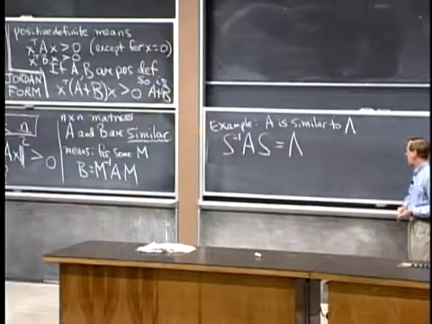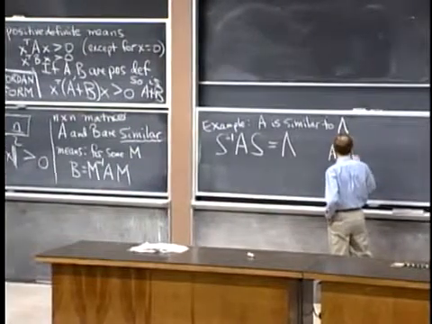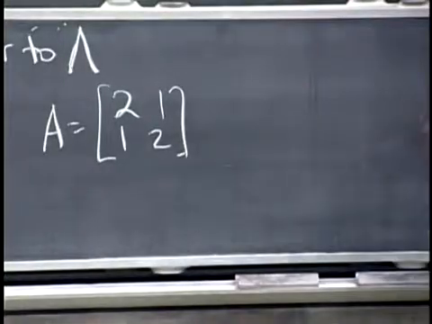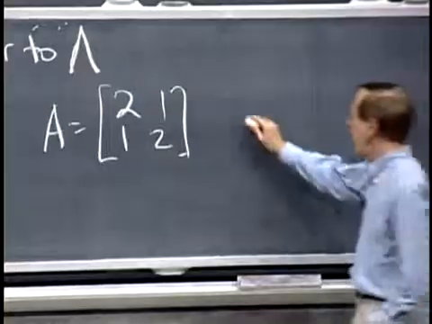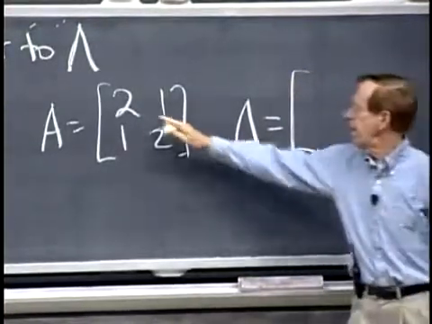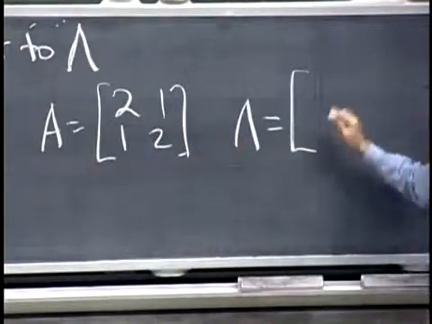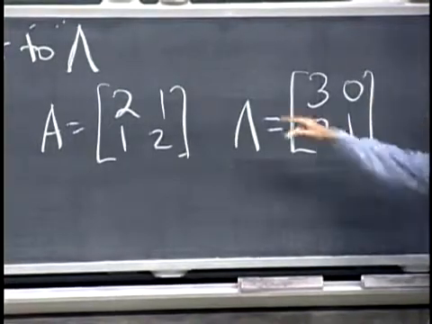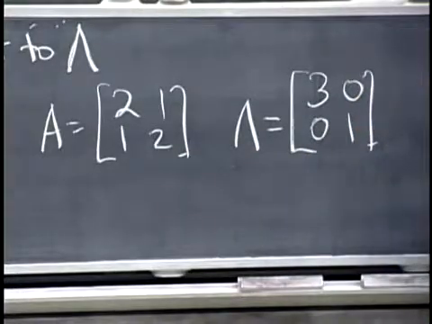I better do an example. Suppose I take A as the matrix 2, 1, 1, 2. Do you know the eigenvalue matrix for that? The eigenvalues of that matrix are 3 and 1. And the eigenvectors would be easy to find. So this matrix is similar to this one.